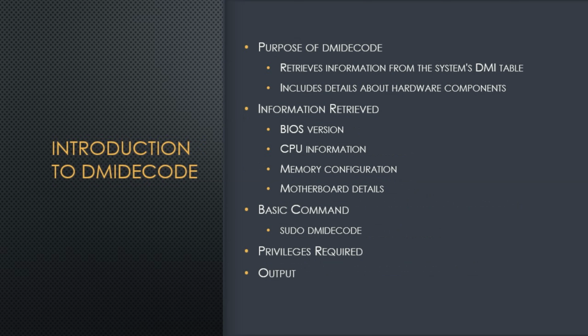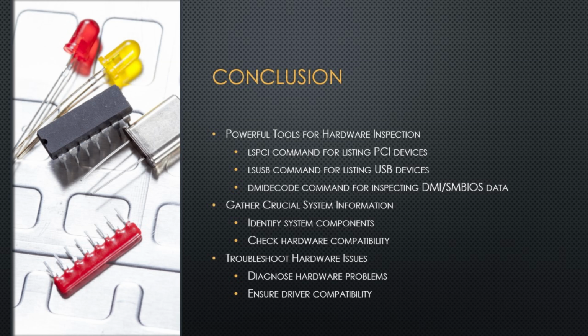The purpose of dmidecode is to gather detailed information about the hardware components that are essential for system inventory, BIOS updates, or memory upgrades. It is also useful when troubleshooting hardware compatibility or performance issues. The lspci, lsusb, and dmidecode commands are powerful tools for listing and inspecting hardware on Linux systems. By mastering these commands, you can gather crucial information about the system's components, troubleshoot hardware issues, and ensure compatibility with installed drivers.